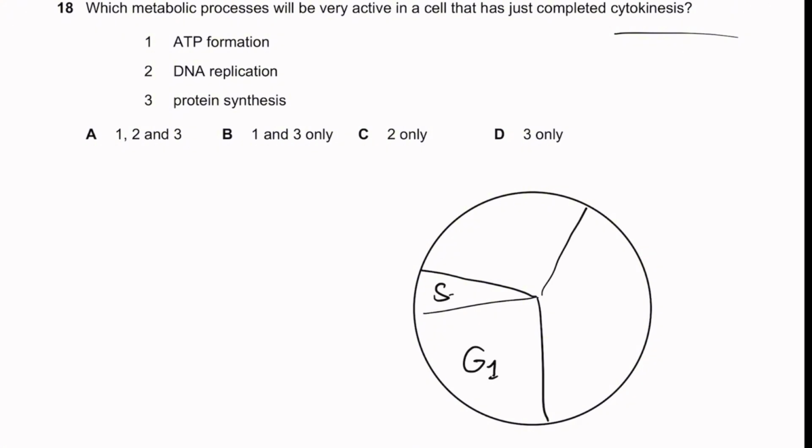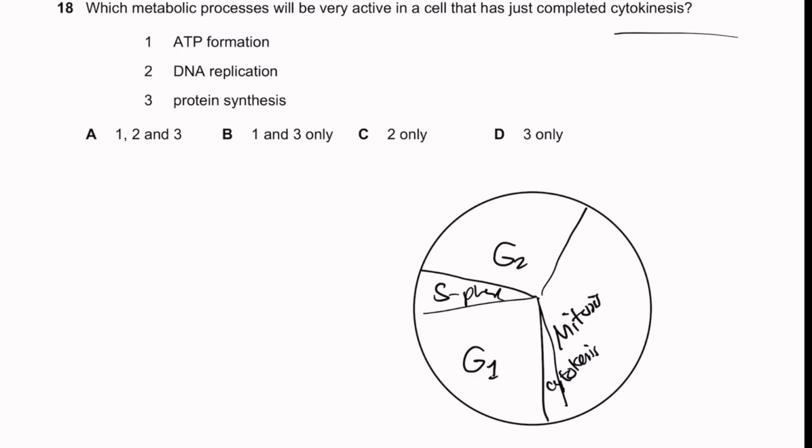G1, S phase, and G2. And lastly, we have mitosis. At the end of mitosis, we have what's known as cytokinesis, where obviously the cells are going to split. And in the G1 phase, what's going to happen is the first growth period.